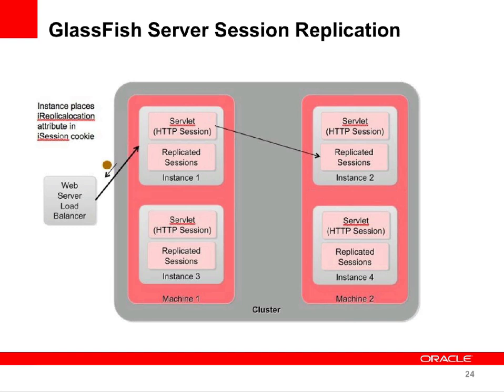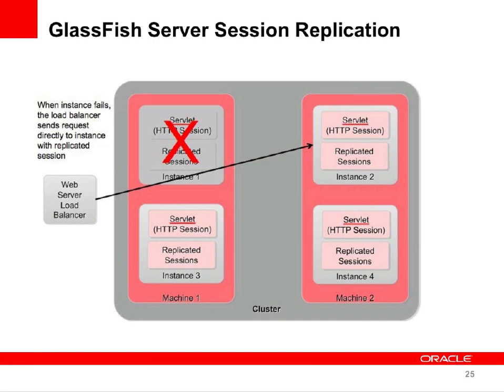Now, what's nice about one architecture is we actually store that information in terms of where the replica is in the session cookie. So the web server actually now knows exactly by introspecting that cookie where the replicated session is. So for instance, if that instance dies, the web server can automatically, again, by introspecting the cookie and looking at one of the attributes, redirect the instance directly to where that replicated session is. So in this case, instance 2 can immediately handle the session because the data is local.